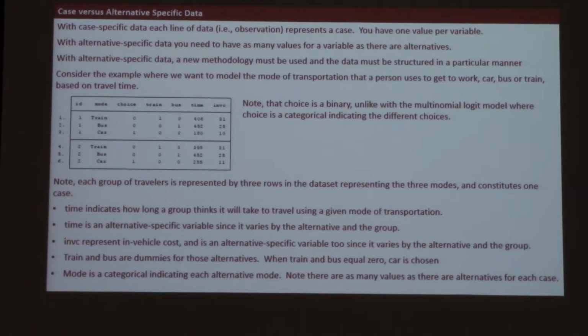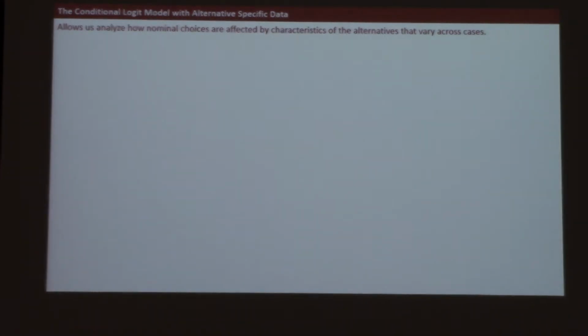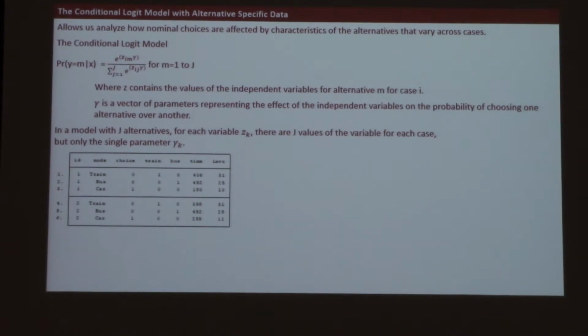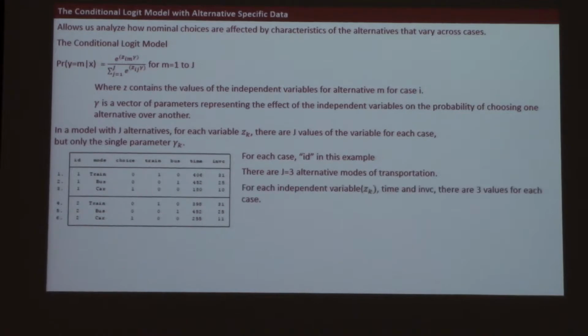So the choice is binary and not multinomial like it is in the multinomial logit model. What are the models available for us for alternative specific variables? The first one is called the conditional logit model. This is designed specifically for alternative specific characteristics. Here's all the math. The data's got to be in the right format, and we'll get to that. Each case has an ID. Again, with 3 alternatives, you get 3 observations per ID.